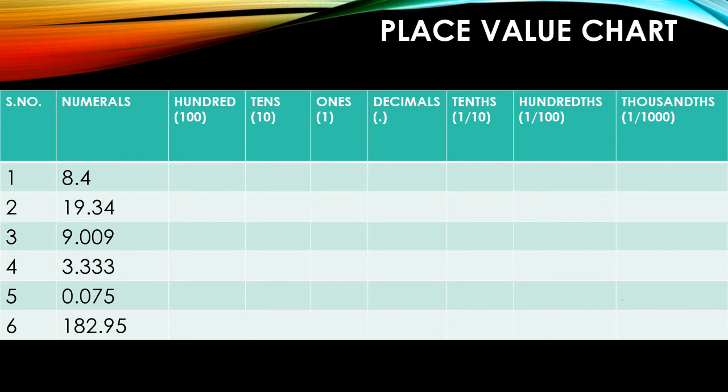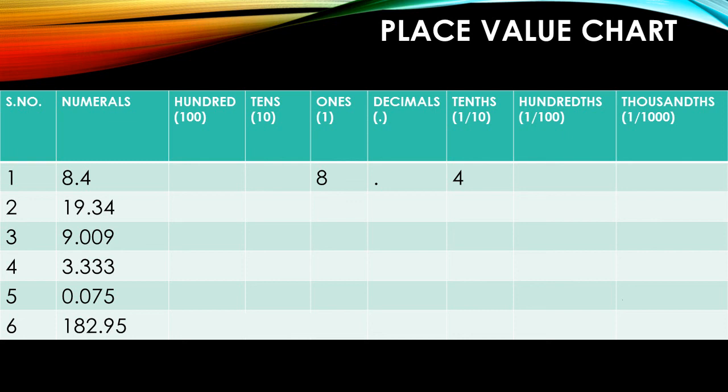Let us solve one more question. Show each of the following decimals on a place value chart. First, you make a place value chart like this. Question number 1. 8.4. See, 8 is a 1 digit whole number. So it comes in ones place. Then write the decimal sign in the decimal column. And write 4 after the decimal in tenths place. Question number 2.